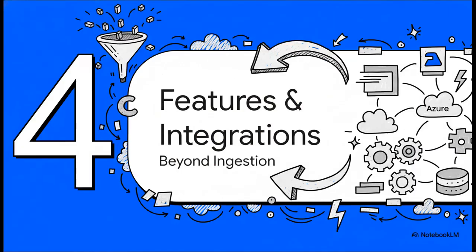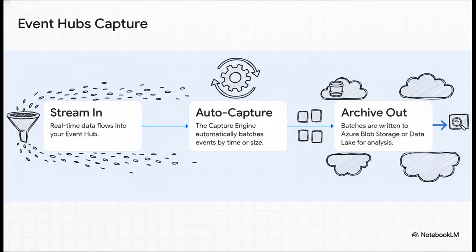But listen, Event Hubs is way more than just a front door for your data firehose. It's got some really powerful features that plug right into the rest of the Azure ecosystem. Take Event Hubs Capture, for example. With just a few clicks in the portal, you can tell it to automatically grab all your streaming data and save it directly to Azure Blob Storage or a data lake. This is absolutely fantastic for long-term data archiving or for feeding your big batch processing jobs.